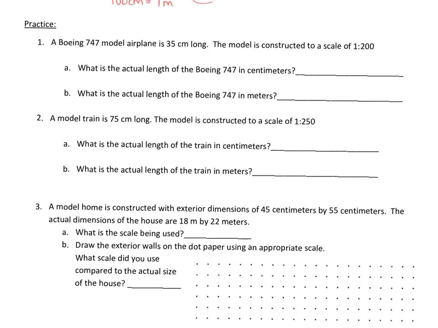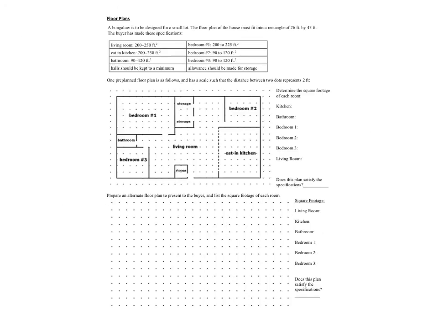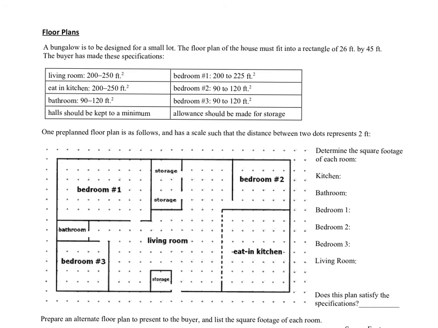There are a couple of practice questions right here, and then one that brings in drawing a scale model on paper as well. And the last thing in this package is the idea of floor plans. A bungalow is designed for a small lot. The floor plan of the house must fit into a rectangle that is 26 by 45 feet. So the idea is that on this scale it's drawn so that it's 26 by 45 feet, and you're going to check that. Here are the possible specifications for all of the different rooms in this bungalow. One prepared floor plan looks like this, and it has a scale such that the distance between 2 dots represents 2 feet. That's the idea we've been working with, where that represents 2 feet.